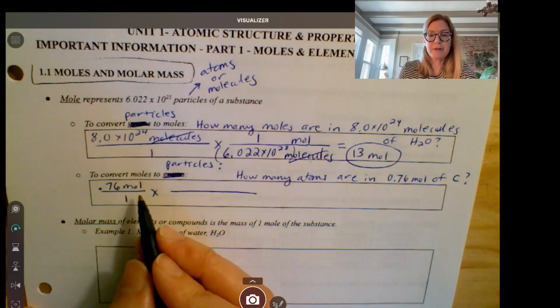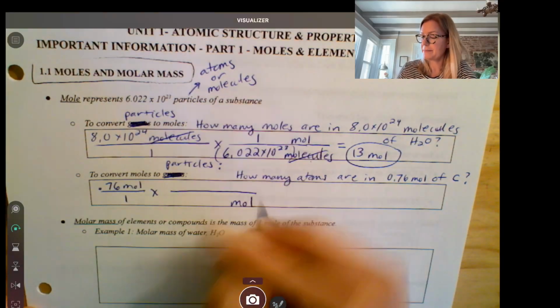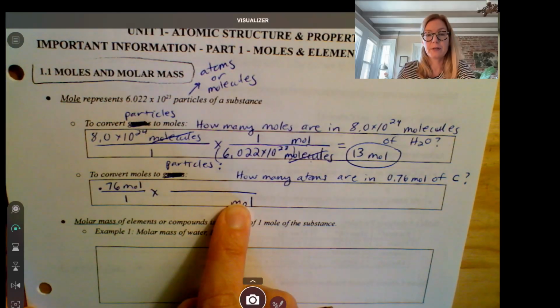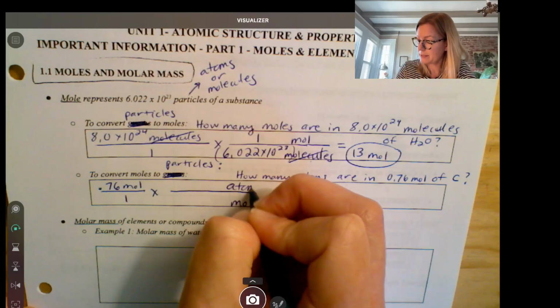Set up your conversion factor. Okay, don't put any numbers in here. Just put moles on the bottom because we know that needs to cancel out. And on the top this time, we're going to put the unit we're trying to get to. We're trying to get to atoms. So atoms is going to go on the top.